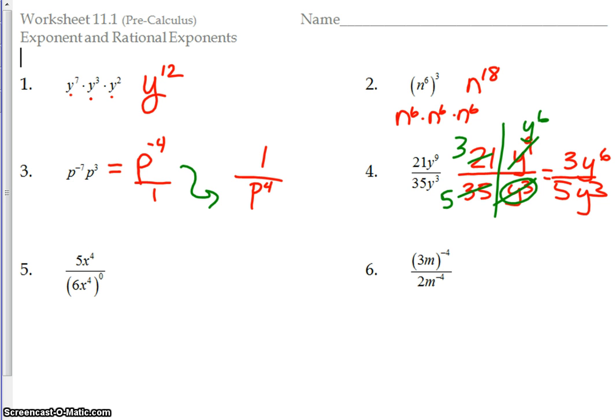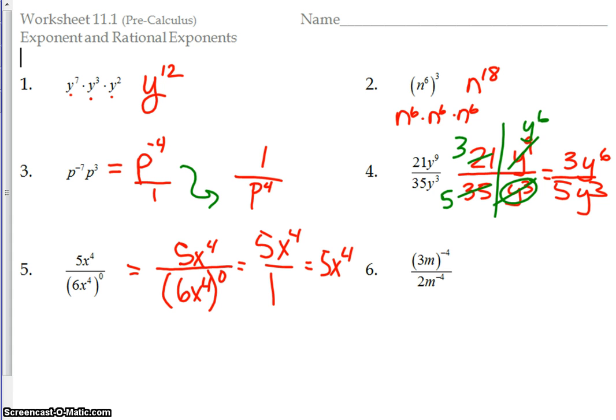This problem here is really testing your knowledge of having 0 as an exponent. Do you remember the fact that anything raised to a 0 power is simply 1? So our answer here is really just 5x to the 4th.